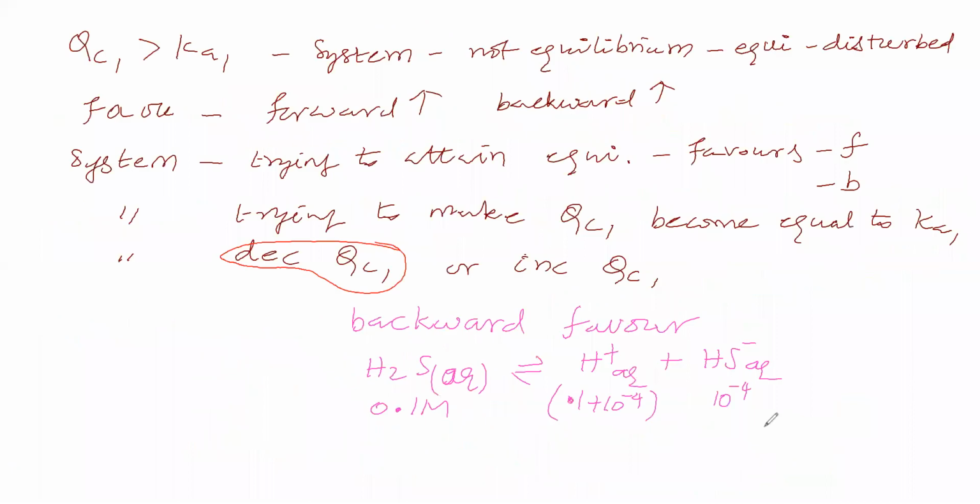Now backward is favoring. Backward favors in the sense, what will happen to this concentration? Backward favoring means bisulfide concentration decreases or increases. What do you say? What happens to the bisulfide concentration? Will it decrease or will it rise?